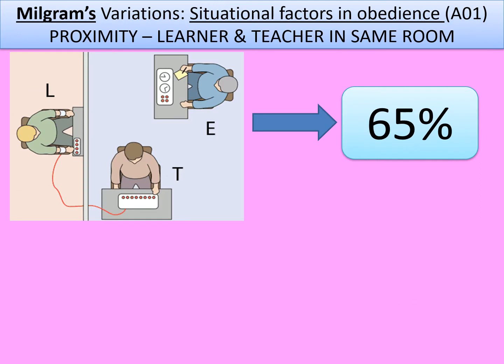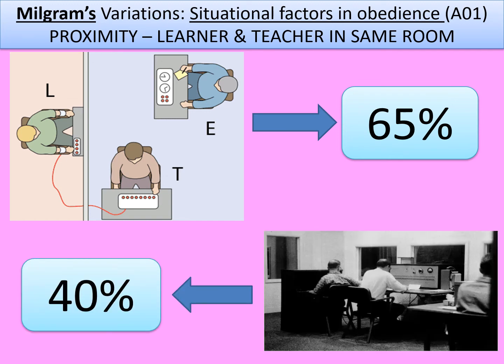So the first one is proximity, and proximity means how close you are together. Milgram changed the situation so that instead of in the baseline experiment, where the learner and teacher were in separate rooms and we saw obedience was 65%, the learner and the teacher were put in the same room, and they found obedience fell. Only 40% of people obeyed, because they could see the pain that they were causing.